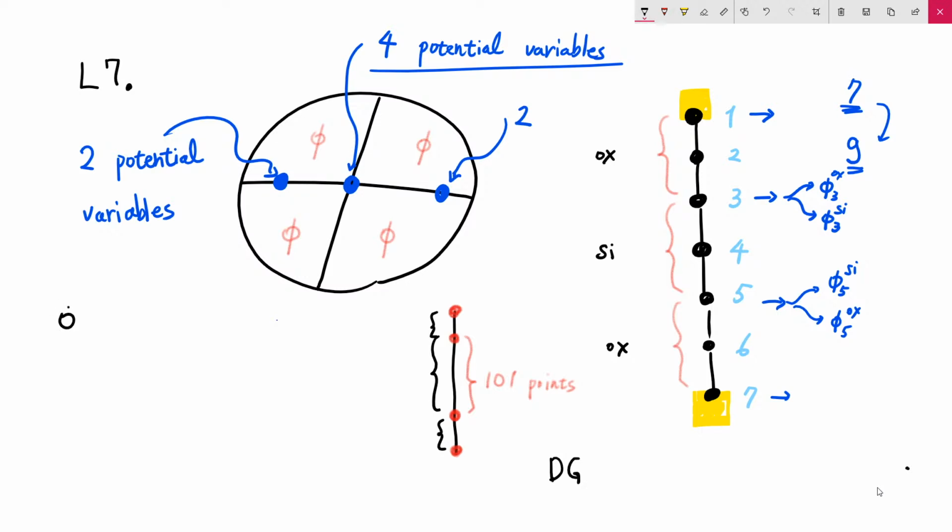First of all, we have to consider electrostatic potential, electron density, and hole density. For electron density, we will need 101, starting from this point and ending at this point. And for hole density, we will have 101 once again.